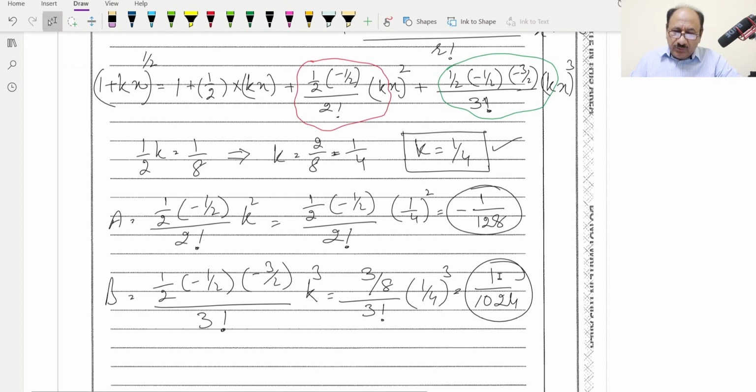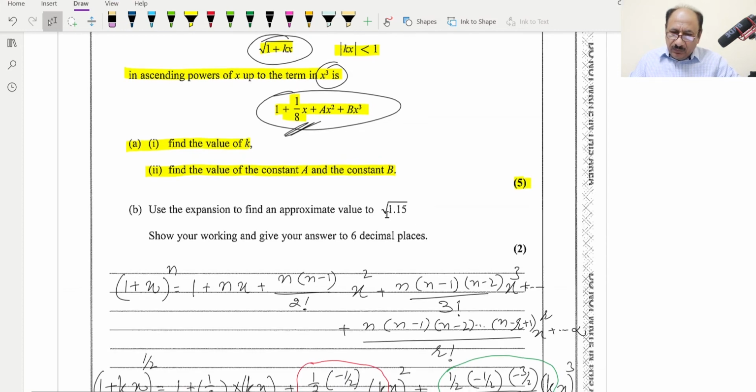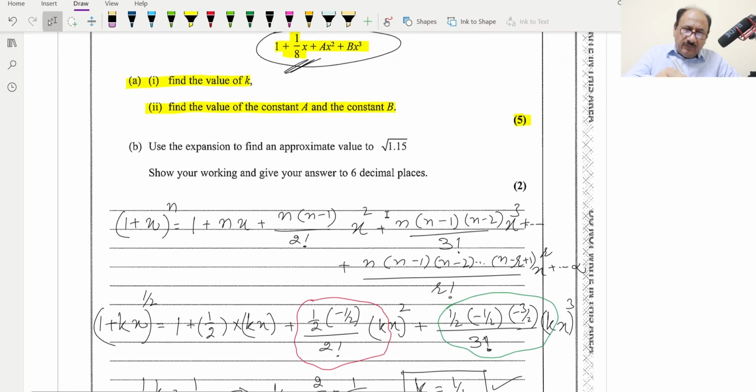We found values of a and b, which was the required task, and this is basically done. 5 marks part we are done. We found the value of k and value of a and b, and now the b part: use the expansion to find an approximate value to this 1 minus 1 over 5 square root. Show your working and give your answer to 6 decimal places.